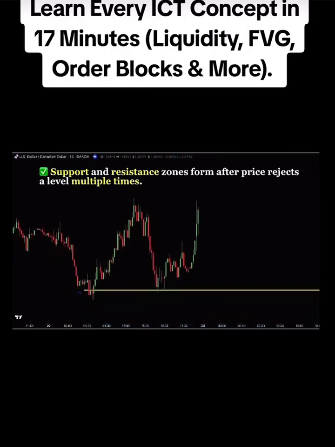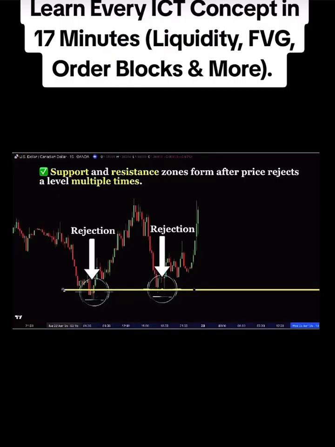Support and resistance zones form after price rejects a level multiple times. For example, if price bounces off a level once, then again later, that repeated rejection gives us a reason to draw a support or resistance line.